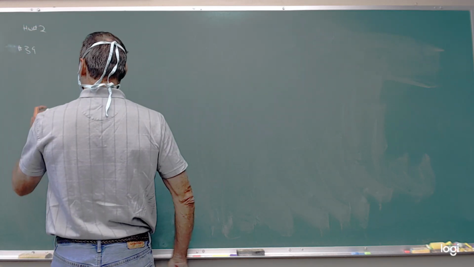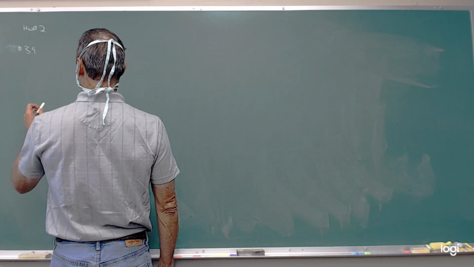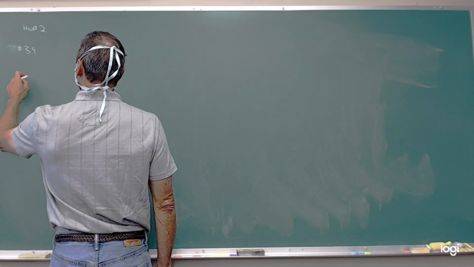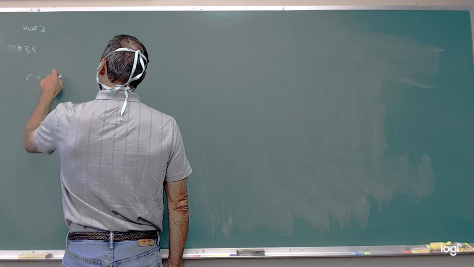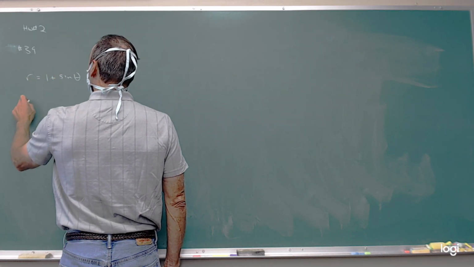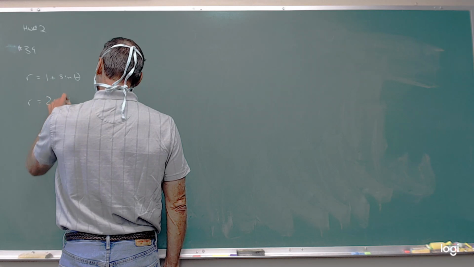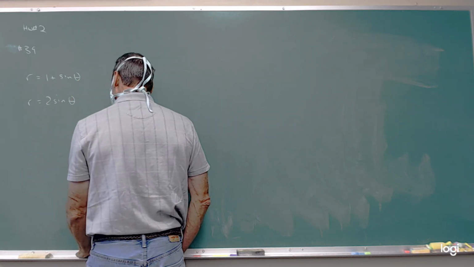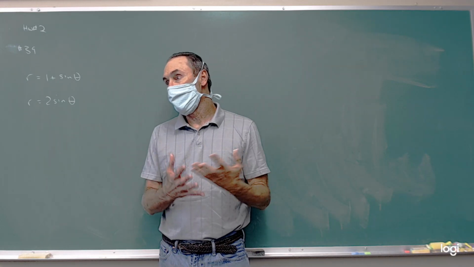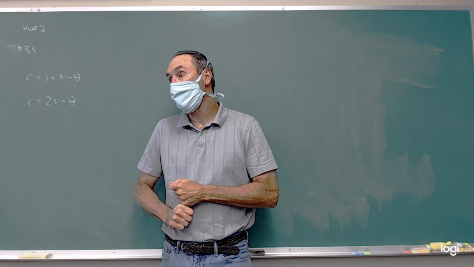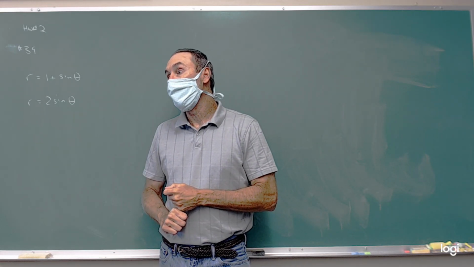So problem 39 was just: find the polar coordinates for the point of intersection of the graphs of r equals 1 plus sine theta and r equals 2 sine theta. I don't think I can show this one well on the video because I'm going to have to use the graphing calculator to do it. We only need B.